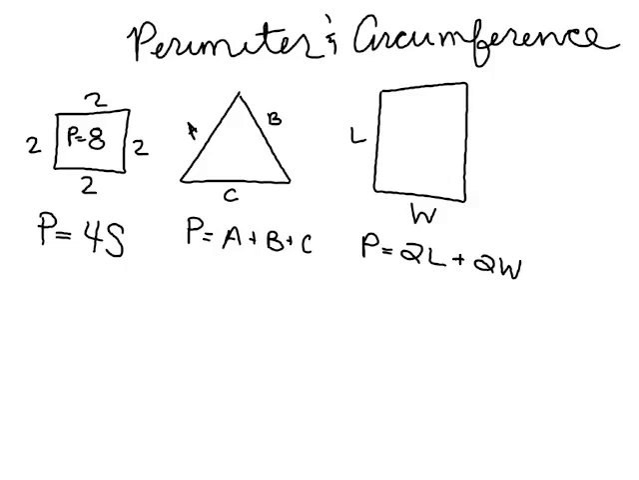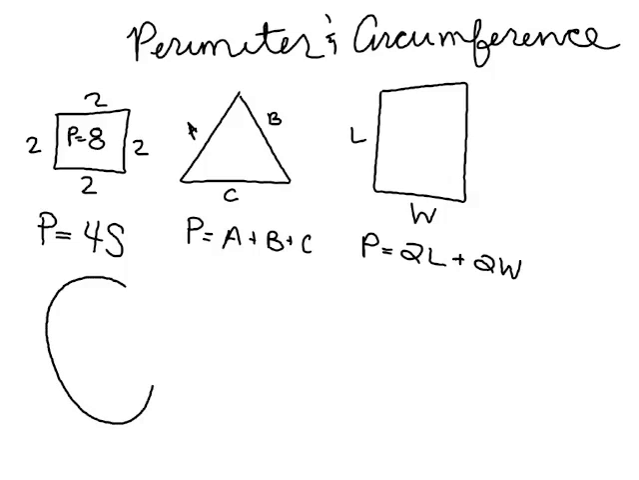So check yourself. 1A. What's the perimeter of that triangle? 31 inches. Make sure you carry down your units. And B, the square, 21.2 meters. So 5.3 times 4. And then C, our rectangle, 38 centimeters. So that's perimeter.